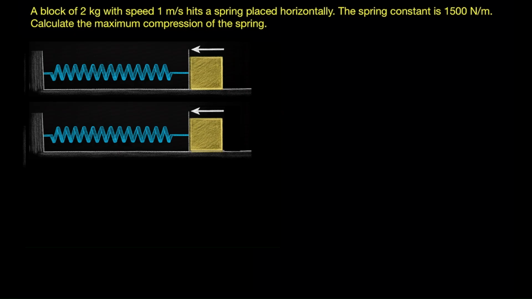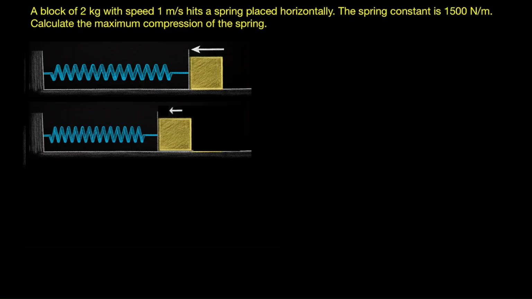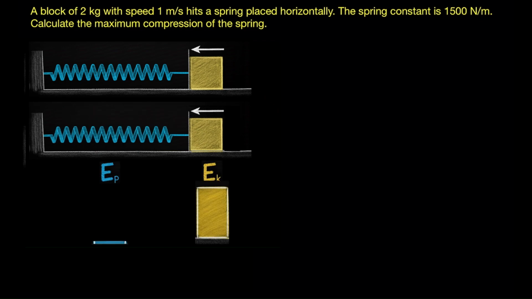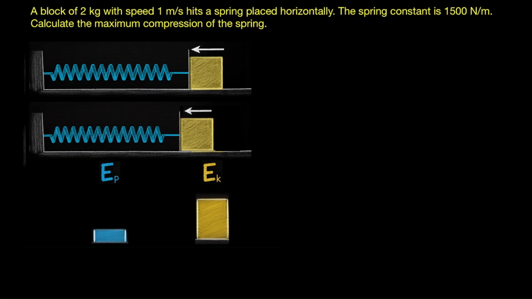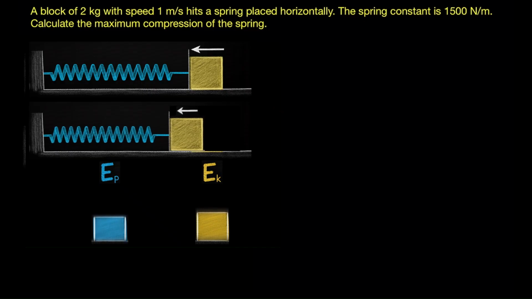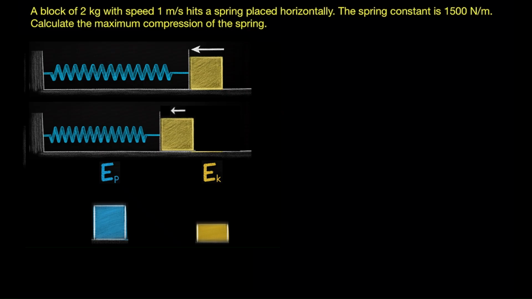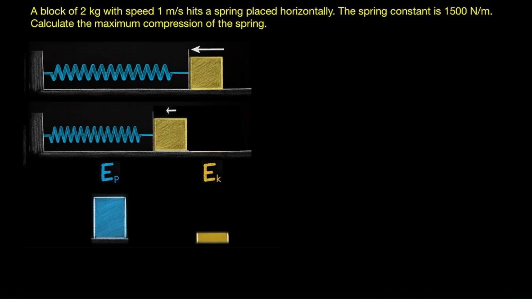The moment it makes contact, the spring begins to compress and pushes back against the block, causing it to slow down, right? Now think about the energy. As the block slows, its kinetic energy decreases. But energy doesn't just disappear. So where does it go? Well, it's actually being transferred into the spring, converting into elastic potential energy.